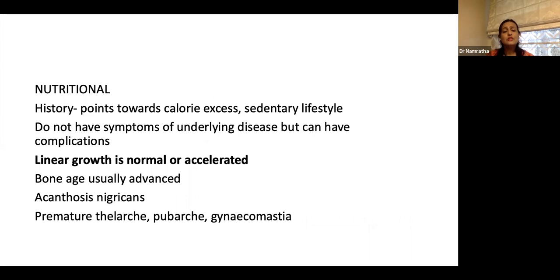Some of the clinical pointers for a nutritional or exogenous cause: the history points towards a calorie excess with a sedentary lifestyle. They may not have symptoms of an underlying disease, but they can have symptoms of comorbidities. The linear growth is almost always normal, or it can be accelerated for age, which is usually depicted in the form of an advanced bone age. They can have acanthosis nigricans, which is a sign of insulin resistance. And some of these children can be brought to us with premature thelarche, pubarche, or even gynecomastia.